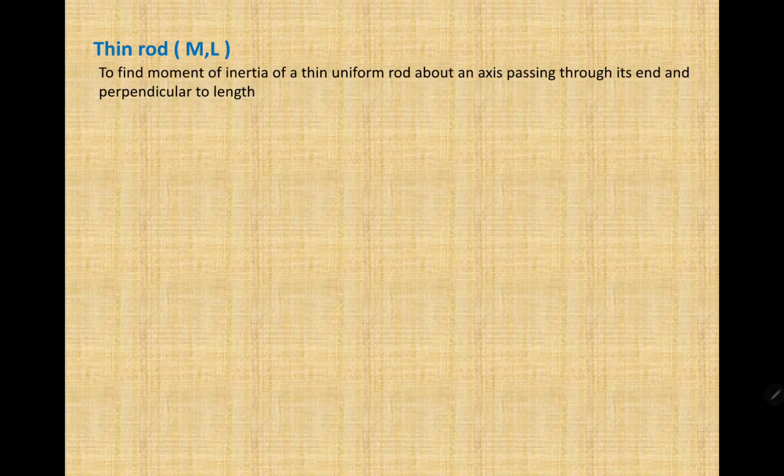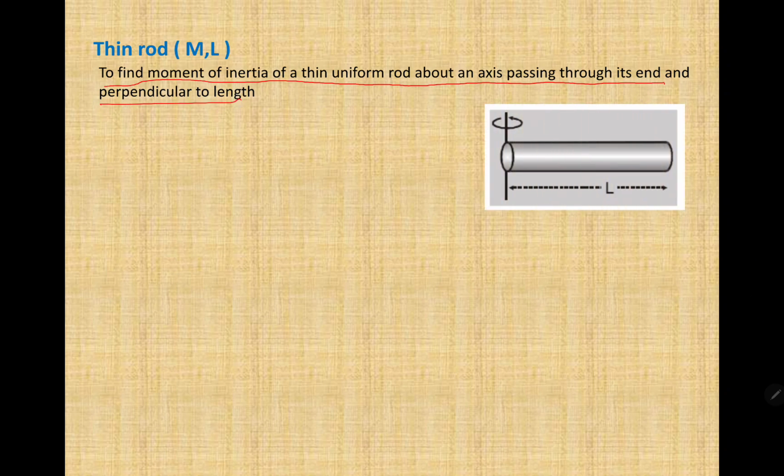Here, to find the moment of inertia of the thin uniform rod about an axis passing through its end and perpendicular to its length. So this is the figure here. This is a thin rod. This is the axis of rotation. About this axis of rotation, we are going to find the moment of inertia.